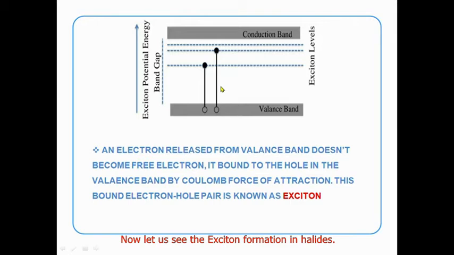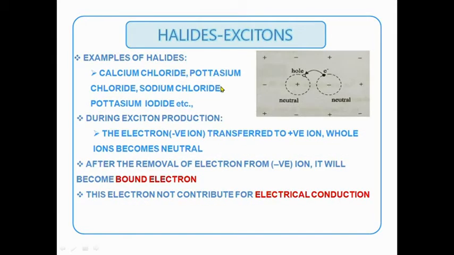Now let us see the exciton formation in halides. So these are the examples of halides: calcium chloride, potassium chloride, sodium chloride, potassium iodide. In the case of halides, we have positive and negative ions. During the production of exciton, the electron from a negative ion is transferred to the neighboring positive ion. So here we have positive and negative ions, so that the whole ion becomes neutral.